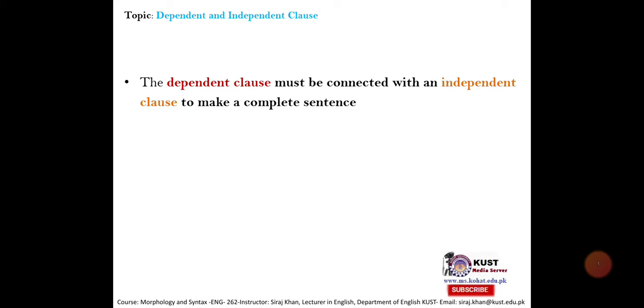So, for a dependent clause, an independent clause is compulsory. The dependent clause must be connected with an independent clause to make a complete sentence. For example: I planted flowers because I like flowers. So, here, because I like flowers is the dependent clause, and I planted flowers is the independent clause.